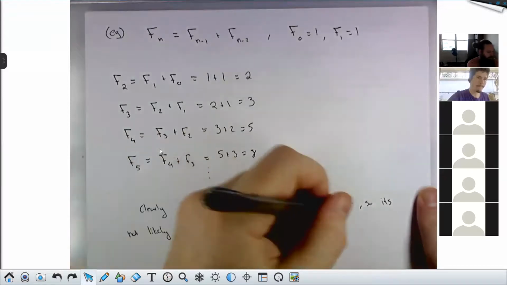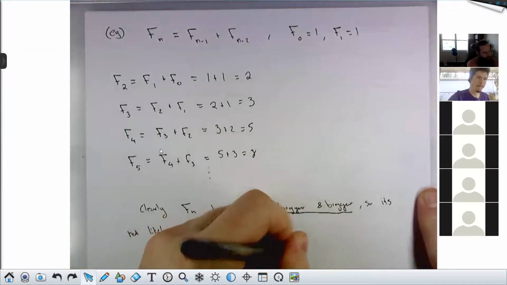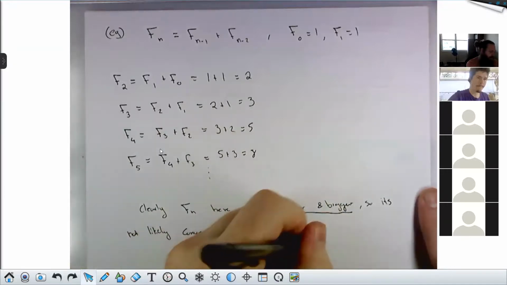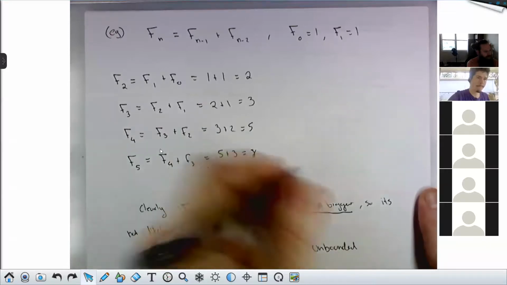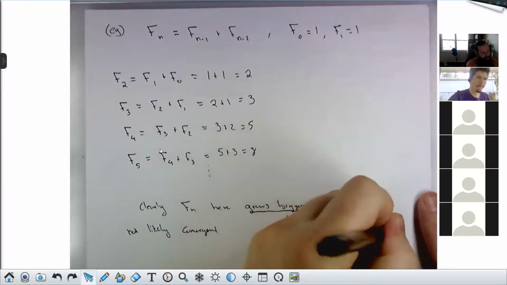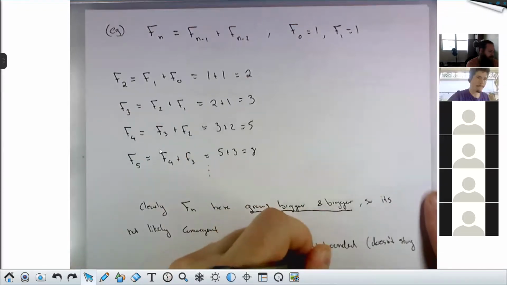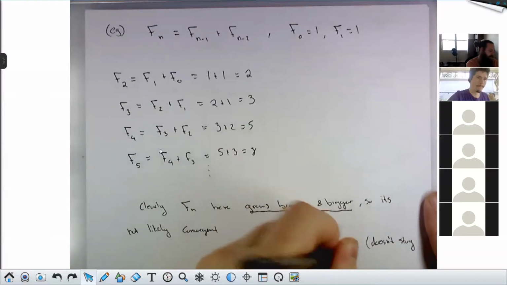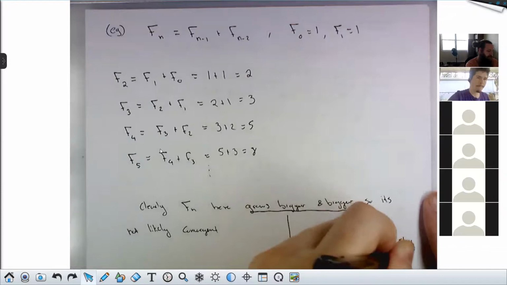In fact, the term for this, growing bigger and bigger, I have to be a little bit careful, but this means unbounded. Doesn't stay smaller than any fixed constant.